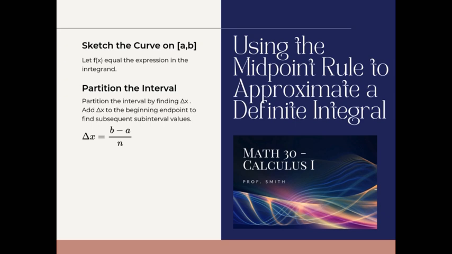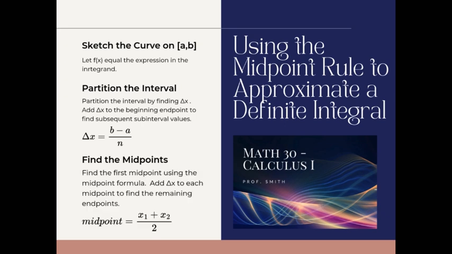And the way you do that is you find delta x. And so you add delta x to the beginning endpoint to find subsequent subintervals. And to find delta x, you just take the right endpoint, b, minus the left endpoint, a, and then divide it by the number of partitions. In our case, 4 minus 1 divided by 4. And we got delta x equal to 0.75 or 3/4. And then the next step is we want to find the midpoints.